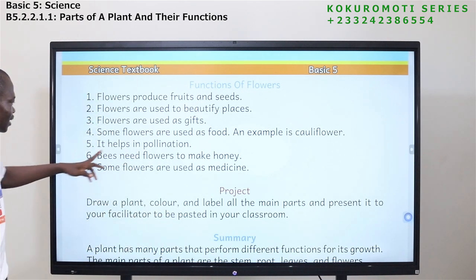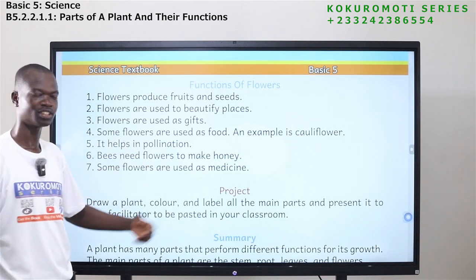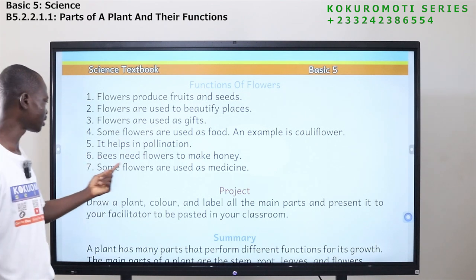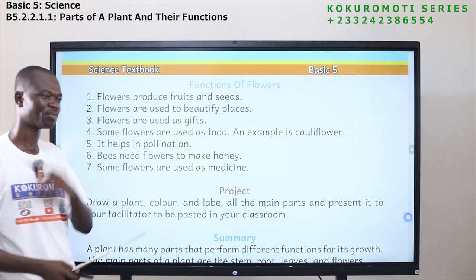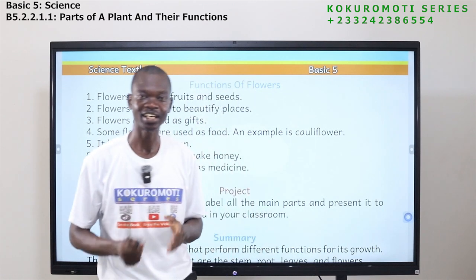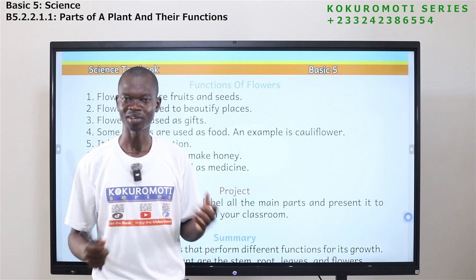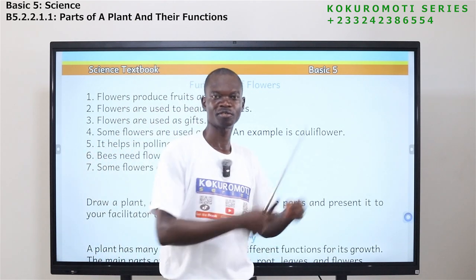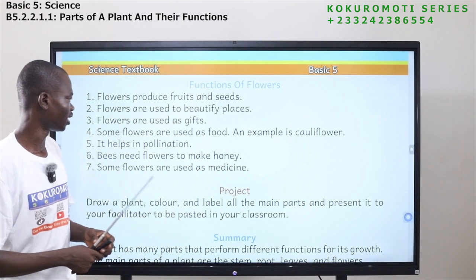The next one is that it helps in pollination. It helps in pollination. So flowers help in what? Pollination. Number 6, bees need flowers to make honey. So you know honey, the one that we buy to prepare your food, even if you get honey and bread, you will enjoy it well. Where do you get the honey? Bees prepare the honey, but they use flowers and the pollens of flowers to prepare the honey for us.